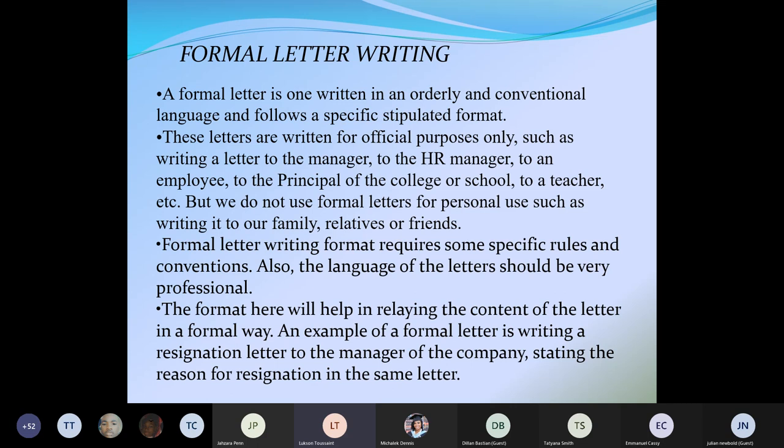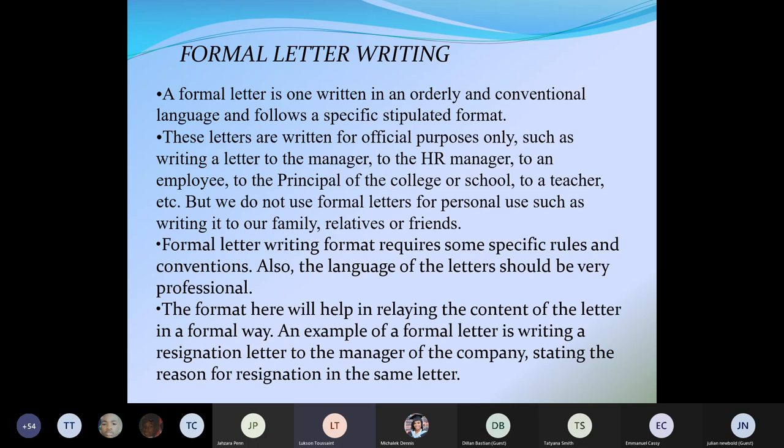The language that you use when you're referring to your family or cousins will change drastically if you're writing to your principal or your boss, because the relationship is different, like Dylan is saying. Because it's a professional relationship, you're going to write in a professional manner. So it's very important that we understand who our audience is, and that determines what we do in writing.